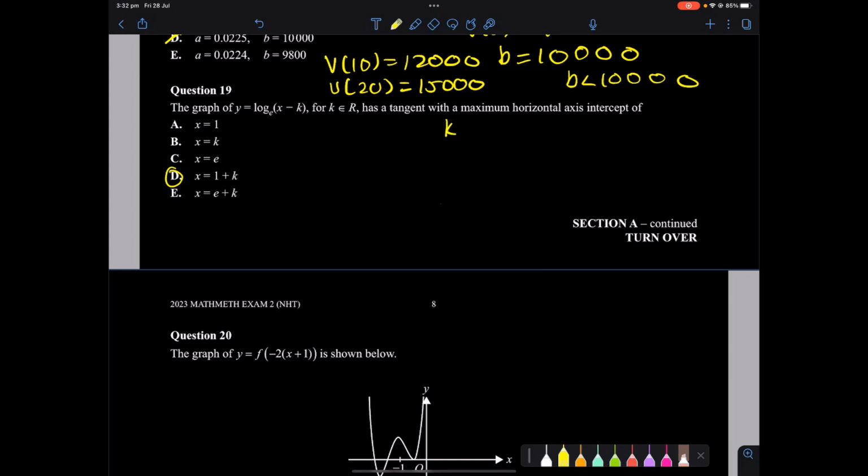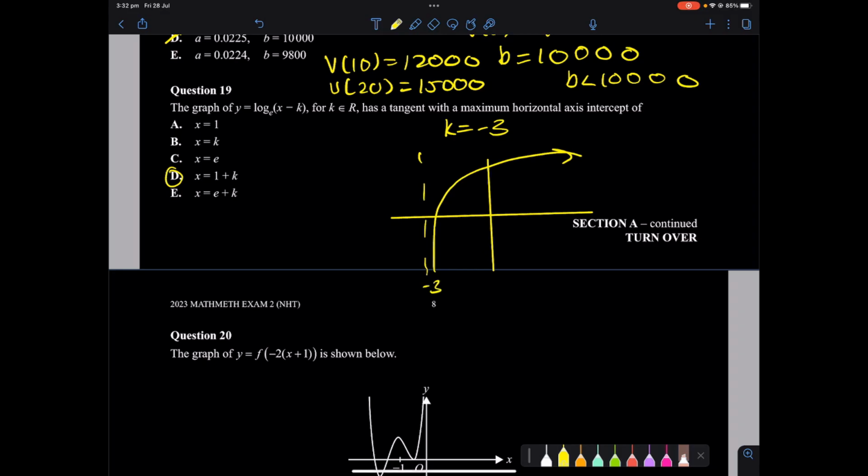Let's say k now is equal to -3. Let's draw that. So the asymptote will be over here now, and the graph will go like this. So if I'm thinking, okay, 1 is over here. The x-intercept would be very far, so nope, still wrong. X equals k, but k is an asymptote, so that's wrong also.